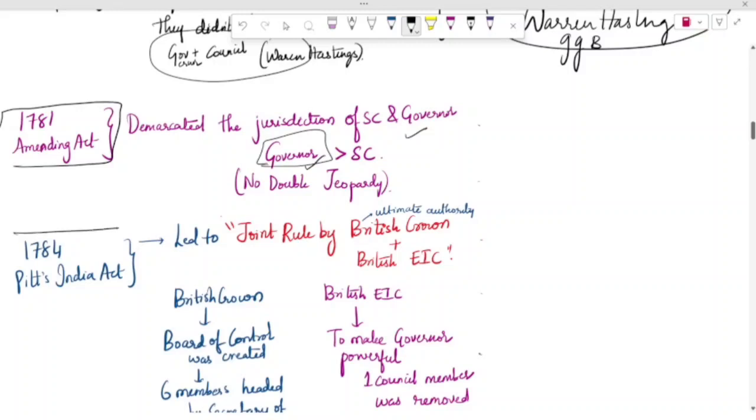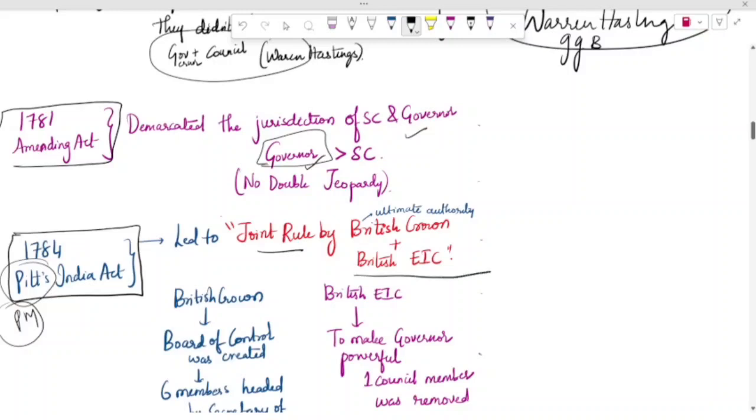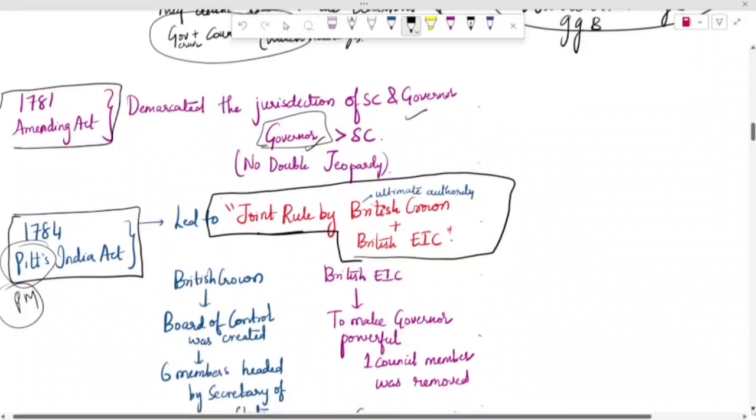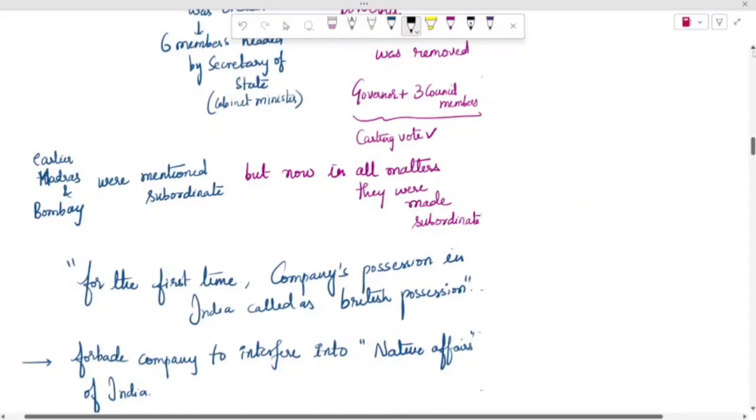And the next act is the 1784 Pitt's India Act. Pitt the Younger was the prime minister then. He wanted to make provisions which could improve the company, or rather make the British Parliament strong at that point. So he said that there will be a joint rule by the British Crown and the British East India Company, and the British Crown will be the ultimate authority. So Pitt's India Act made the British Crown the ultimate authority regarding East India Company rule in India.